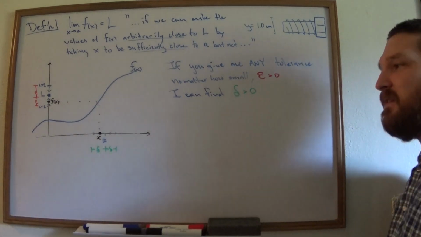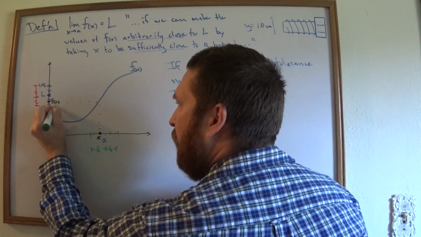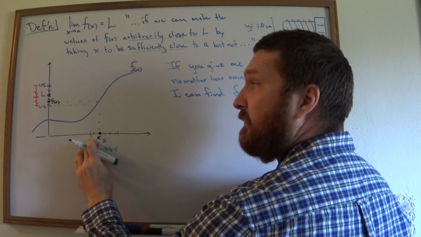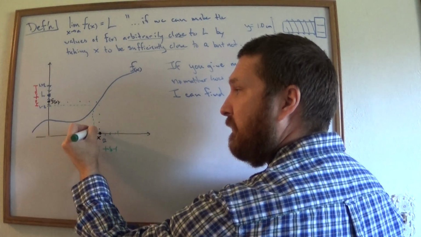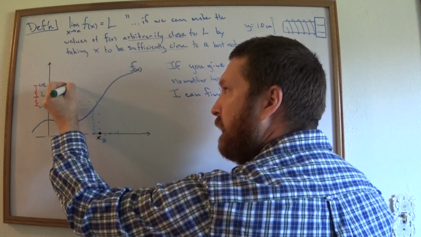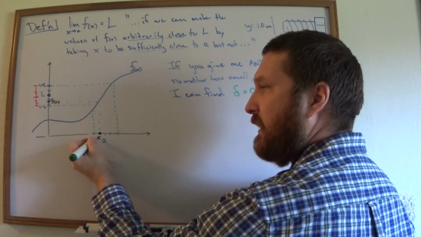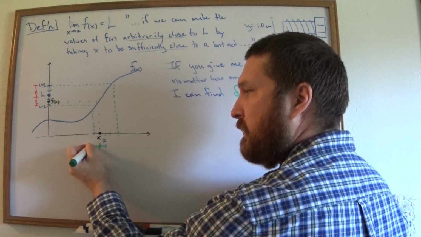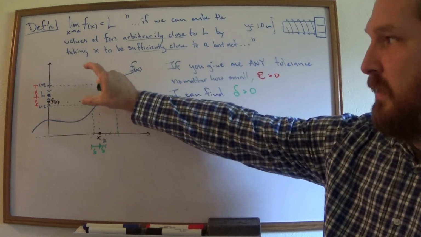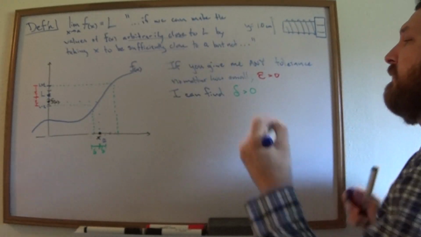I could specify that. If you're within here, then all of the output values, now you see I didn't do that very right. Delta would have to be even smaller, wouldn't it? Okay, so then I could find a delta so that whenever you're within there, then you will be within epsilon of L. Does that make sense?